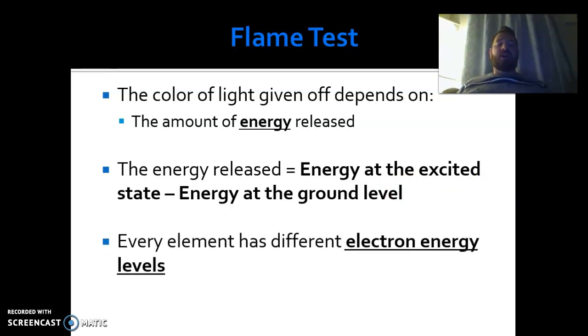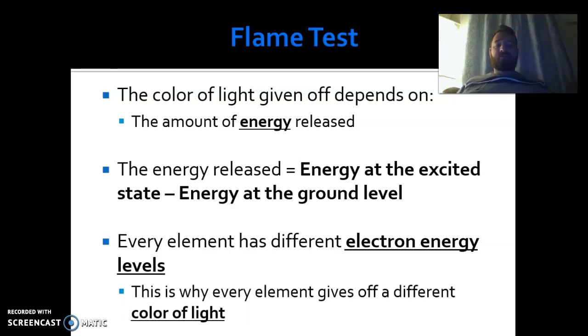Every element has different electron energy levels. So if we are doing a flame test with magnesium, right, there will be different electron energy levels than if we're using an element like calcium. And this is why every element gives off a different color of light. Right, and you will see in class what elements give off what colors. And sometimes there's even some other effects that we will see.